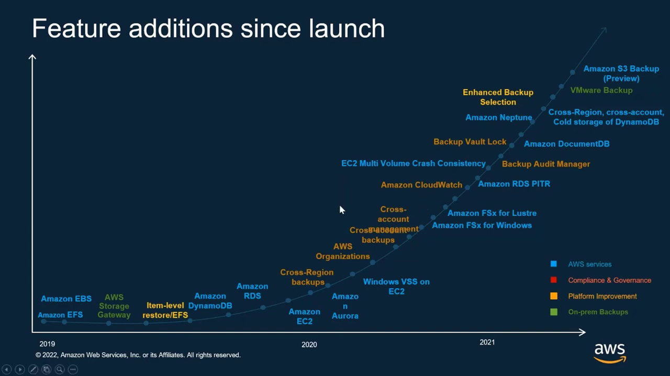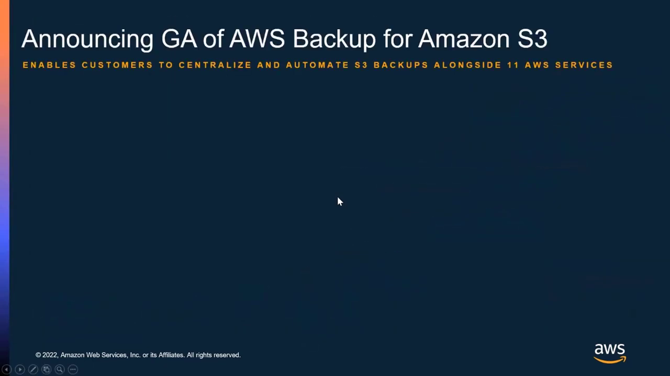So now that you have seen the pace of innovation in AWS Backup, let's talk about our today's announcement, which is general availability of AWS Backup for Amazon S3. Customers wanted S3 to be included in the centralized data protection capability of AWS Backup that spans multiple AWS services across compute, storage, and databases. And listening to this voice of customer, we added S3 to the centralized backup and restore capability in AWS Backup.